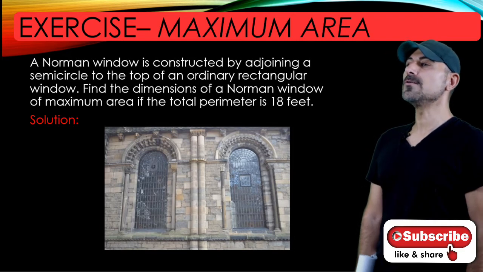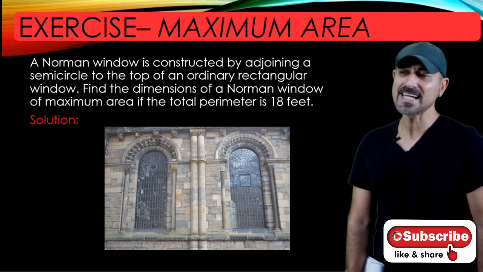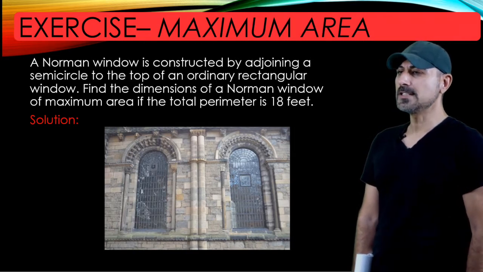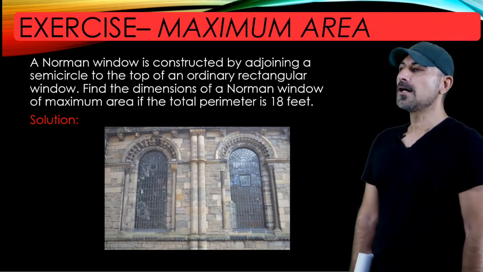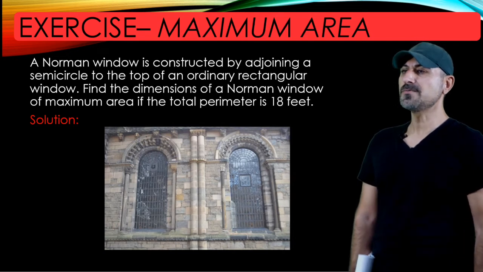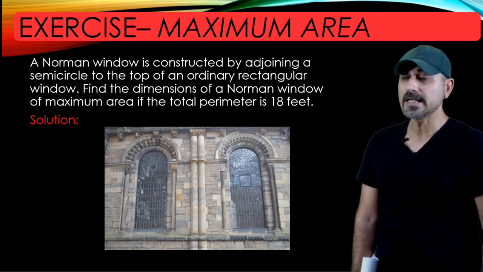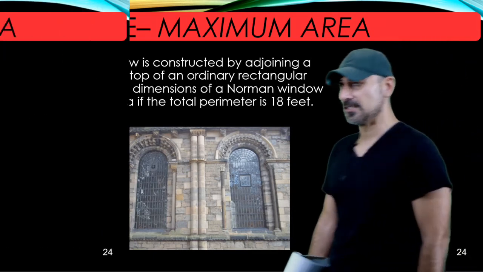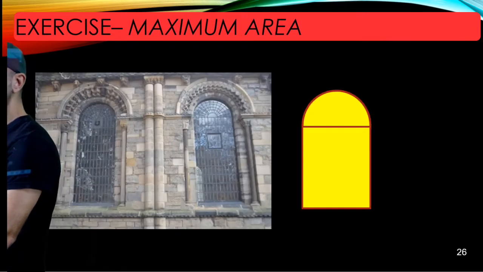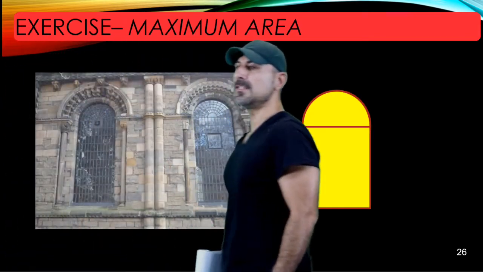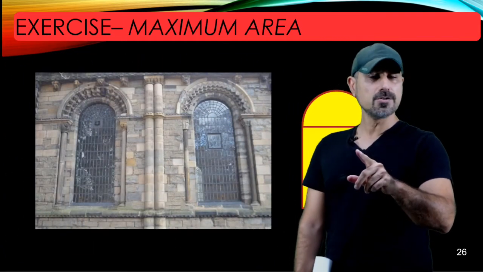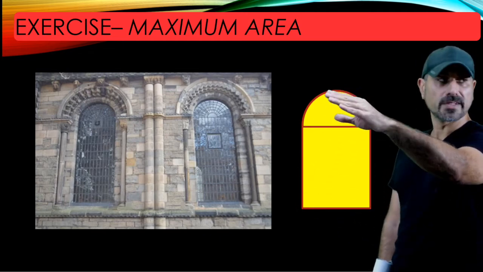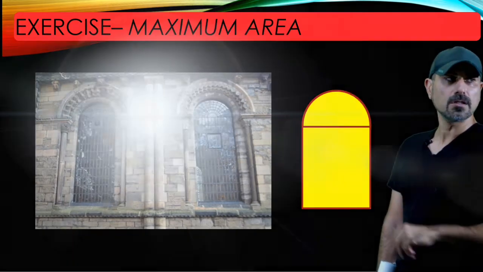We have a Norman window constructed by adjoining a semicircle to the top of an ordinary rectangular window. So you have two pieces. The question is asking us to find the dimensions of a Norman window of maximum area if the total perimeter is 18 feet. And here is a good outlook of the Norman window. As you see, you have a rectangular bottom, and then on top of that you have a semicircle.